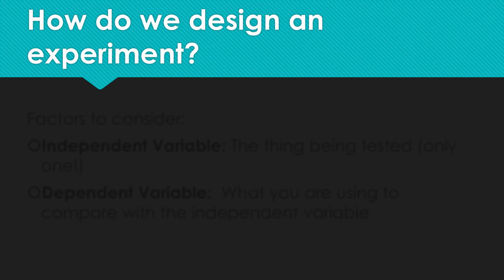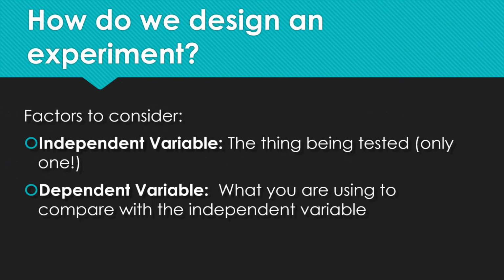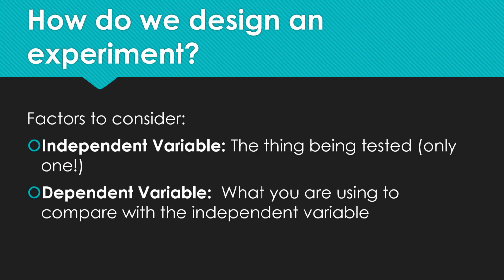So what are some factors to include when designing your experiment? How do we design an experiment? Some factors to include are independent and dependent variables. Your independent variable is the thing being tested. And usually you only have one variable being tested, and that's it. Your dependent variable is what you're using to compare with the independent variable.